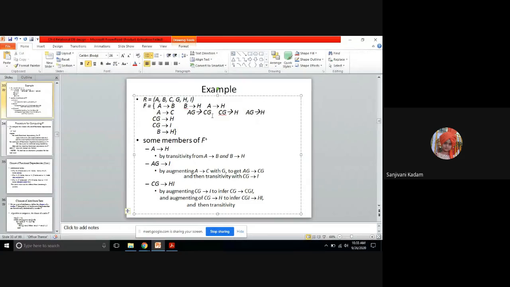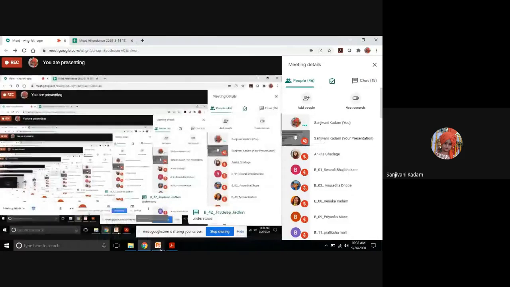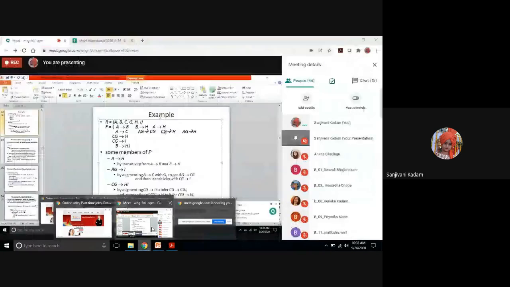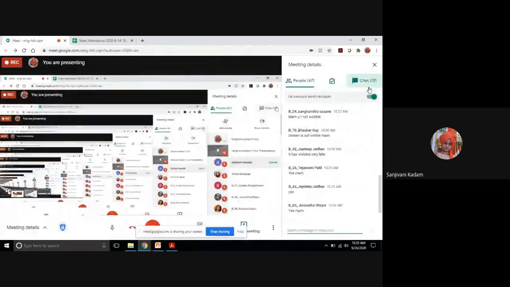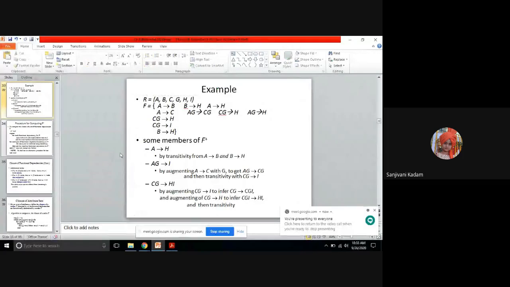Now understood? Whether changes are visible? Okay, yes. So right now the entire screen is shared. That's why whenever I go to the chat to look at it, it shows a nested loop of the same window.